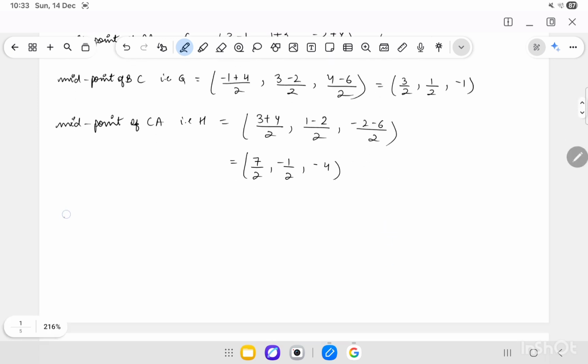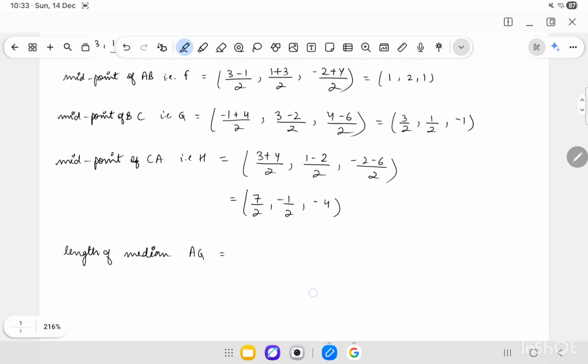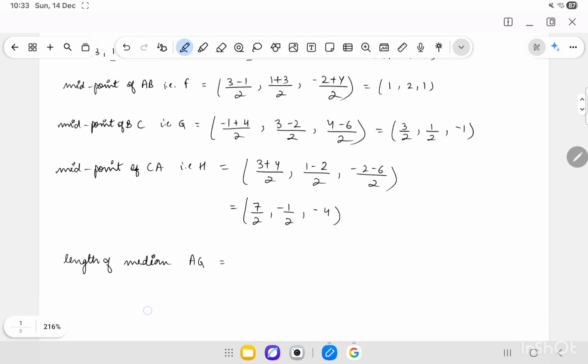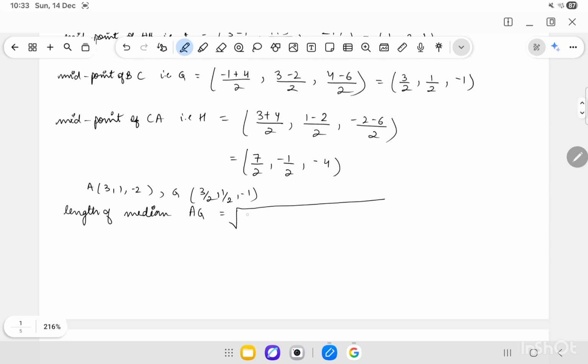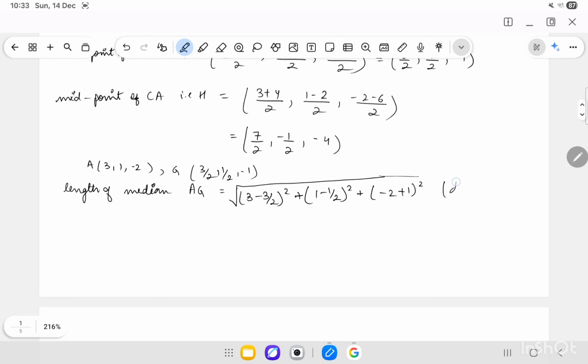Now we are supposed to find the lengths of the medians. So length of median AG will be equal to, my point A is 3, 1, minus 2, and point G is 3 by 2, 1 by 2 and minus 1. So length of side AG will be equal to 3 minus 3 by 2 squared plus 1 minus 1 by 2 squared plus minus 2 plus 1 squared, that I just calculated using distance formula.